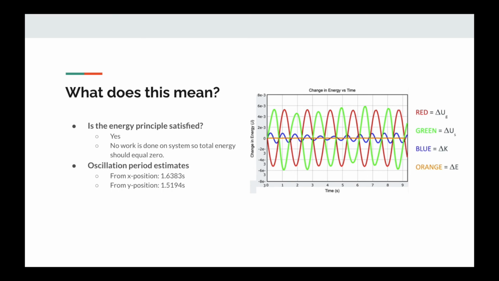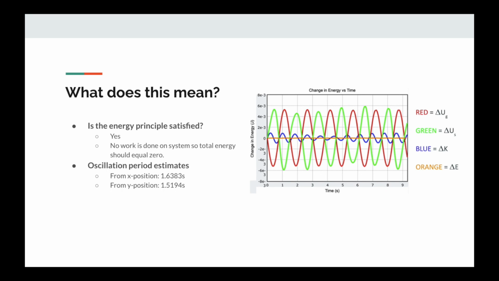So what does this mean? Is the energy principle satisfied? Yes, it is. So no work was done on the system, so the total energy should have been 0, and then we saw in our total energy graph that it did end up being 0 because the gravitational potential energy and the spring potential energy counteract each other.